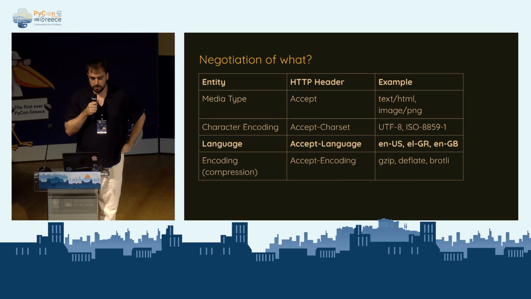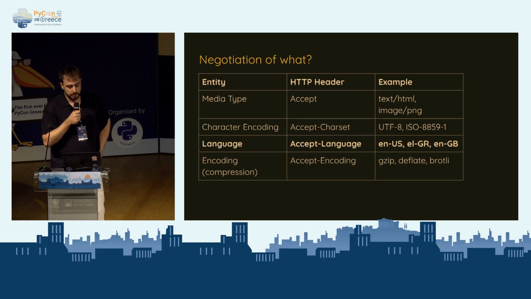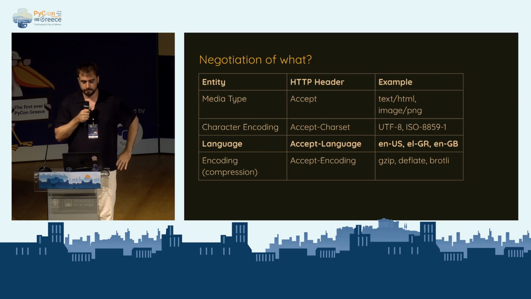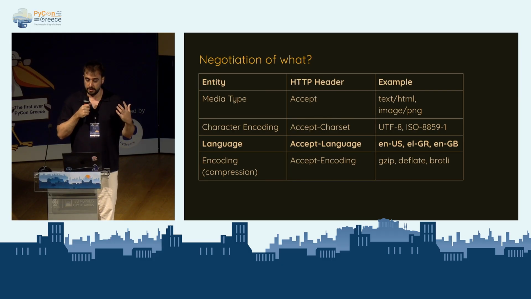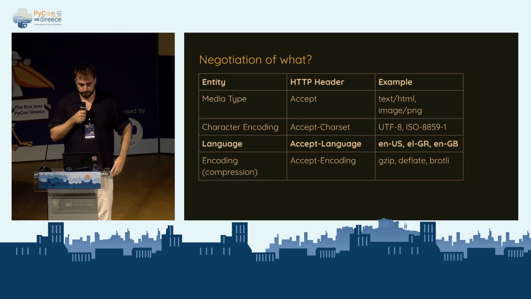But negotiation of what? I summarized them in 4 items. The first one is media type. For example, you can have a mobile application which only works with JSON responses. So you should send in the request header application/JSON. Your browser or mobile application should say, when making a request, what type of things it is eligible to render.